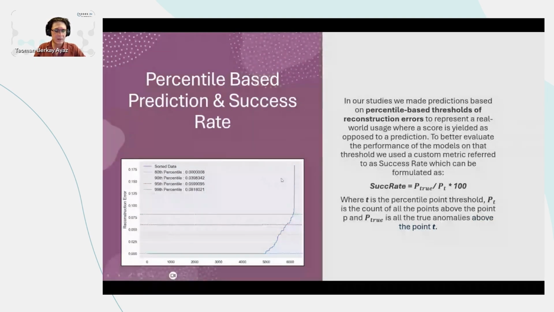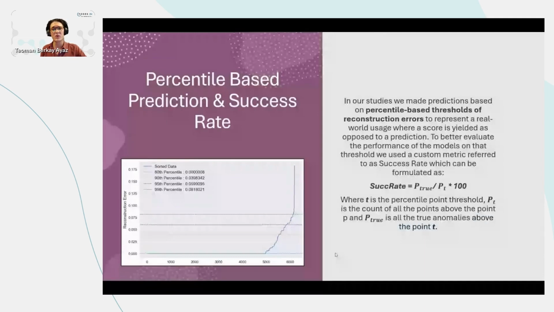So even if every single data point above this threshold is a true positive, there's still going to be a lot of true positives below this point, which essentially will make F1 score not very representative of the real performance.